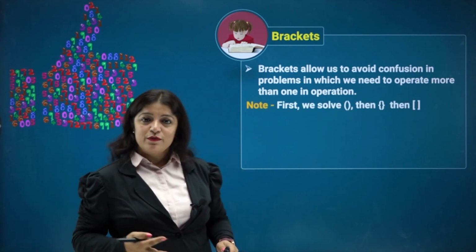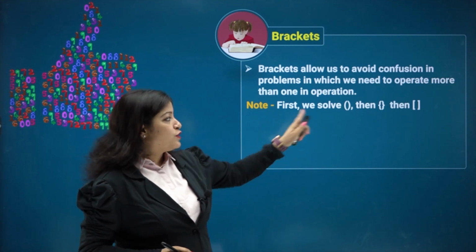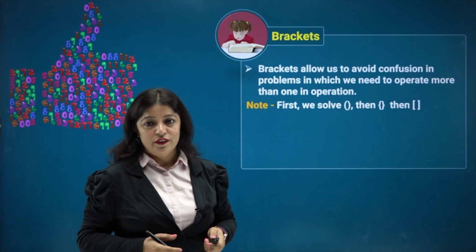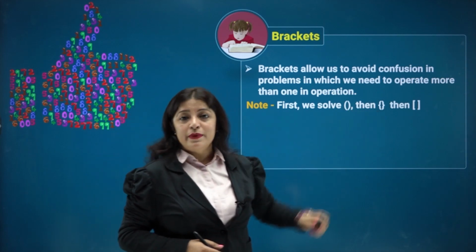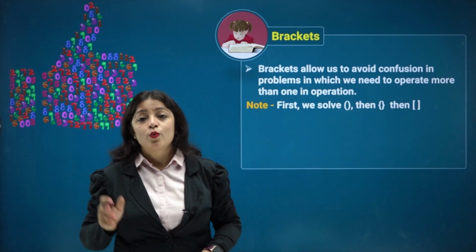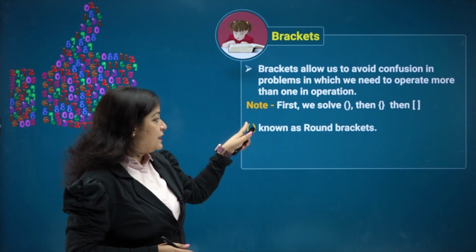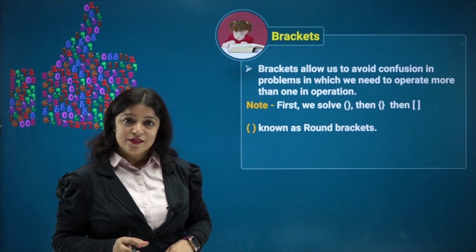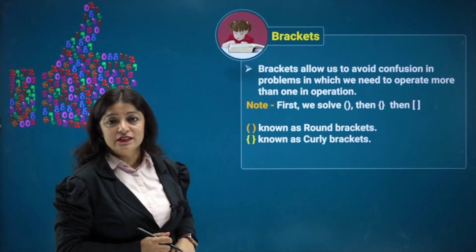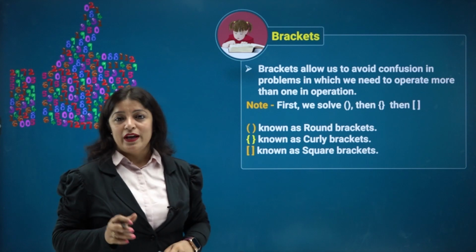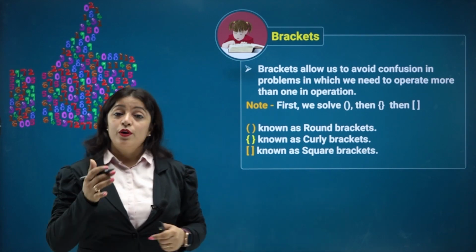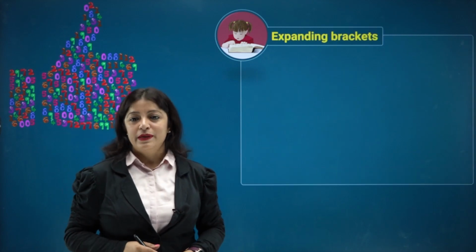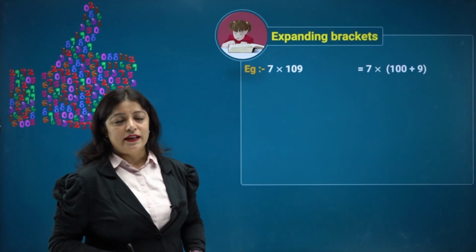So there are three different brackets that you see. First of all, the small bracket, which we also call parenthesis, is solved. After that we solve the curly brackets and then we solve the square brackets. So this bracket is known as the round brackets, or we also call this parenthesis. Then we have curly brackets and these are known as the square brackets. So here, how to apply and how to solve questions using these three brackets, let us see with some examples. How to expand the brackets.